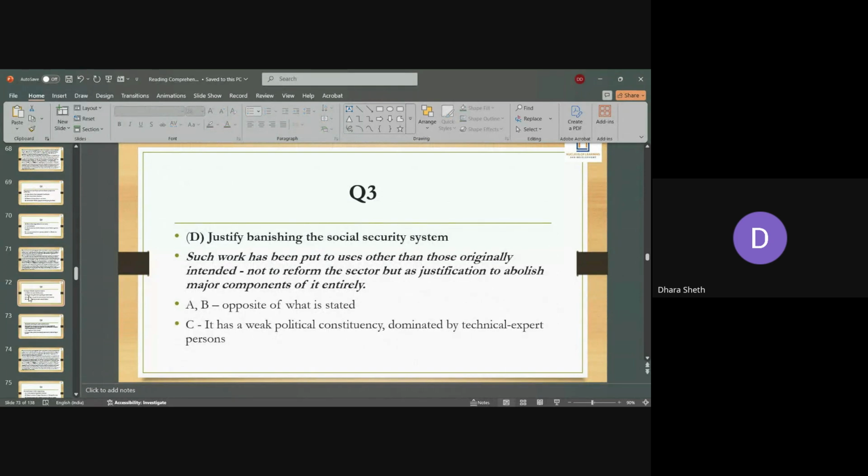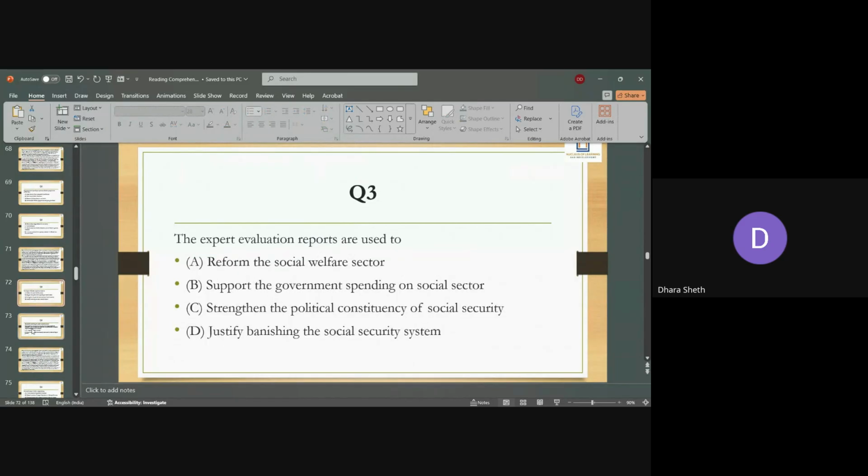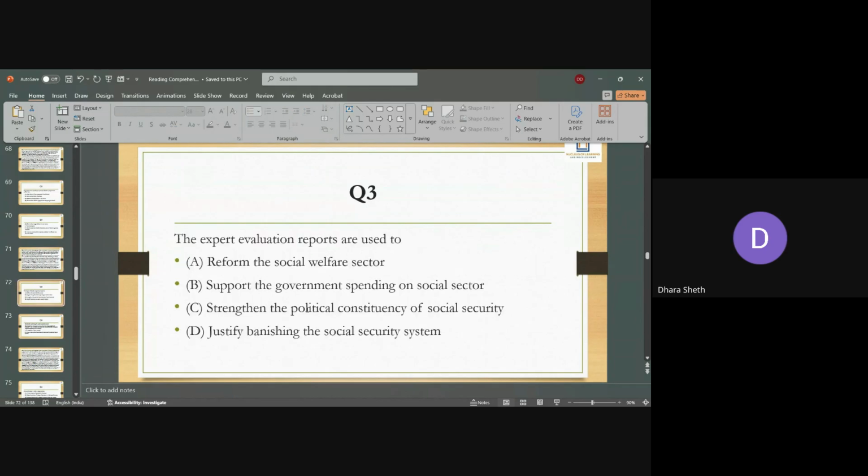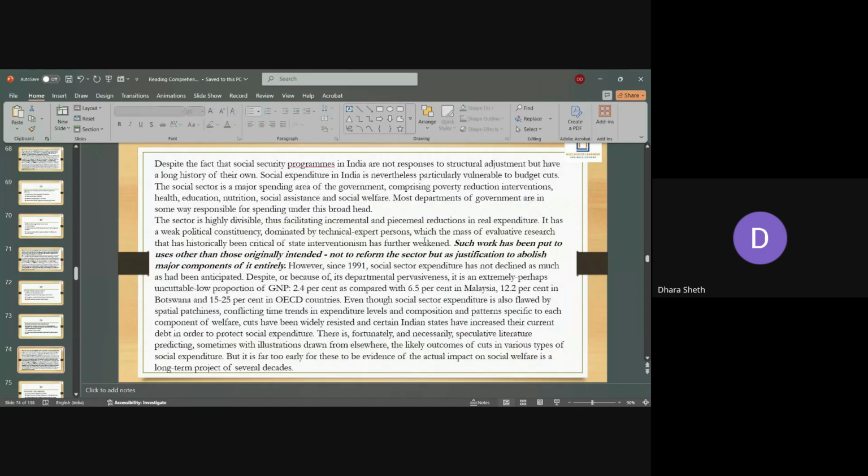Okay, A and B is opposite of what is stated, that support the government spending or reform the sector. And C, it has a weak political constituency dominated by technical expert persons. Okay, it is actually opposite. It says strengthen the political constituency, but if you see the passage says that it has weak political constituency. Okay. Just a moment. My laptop stuck. Okay. Clear with this answer? Acceptable? Okay.